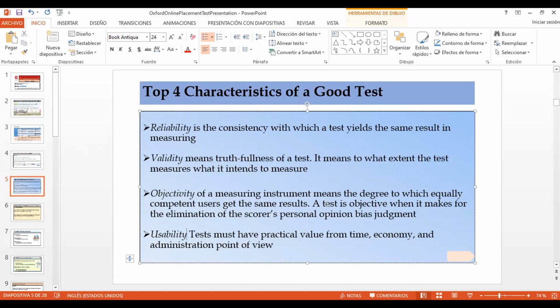It's objective, that means it doesn't allow for any personal opinion. There will not be anyone, a person, let us say, judging your answers. It's absolutely objective.